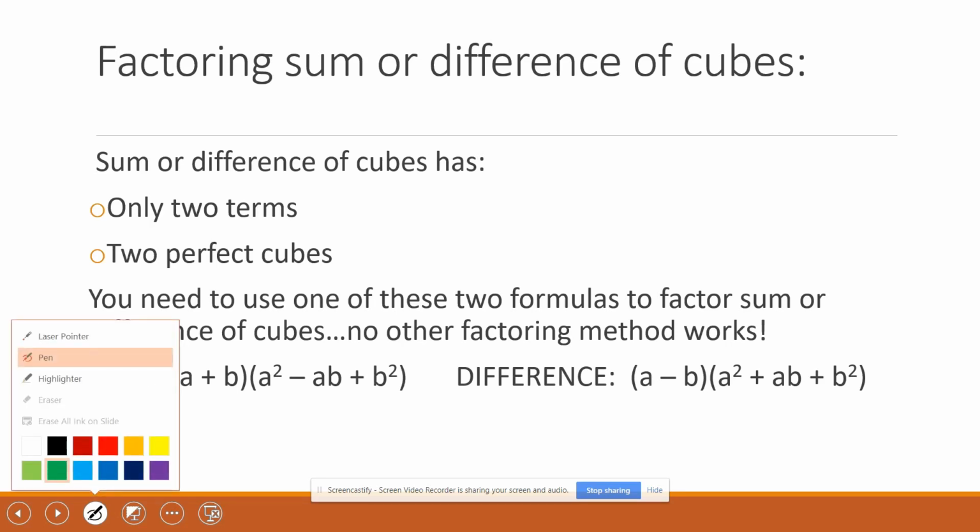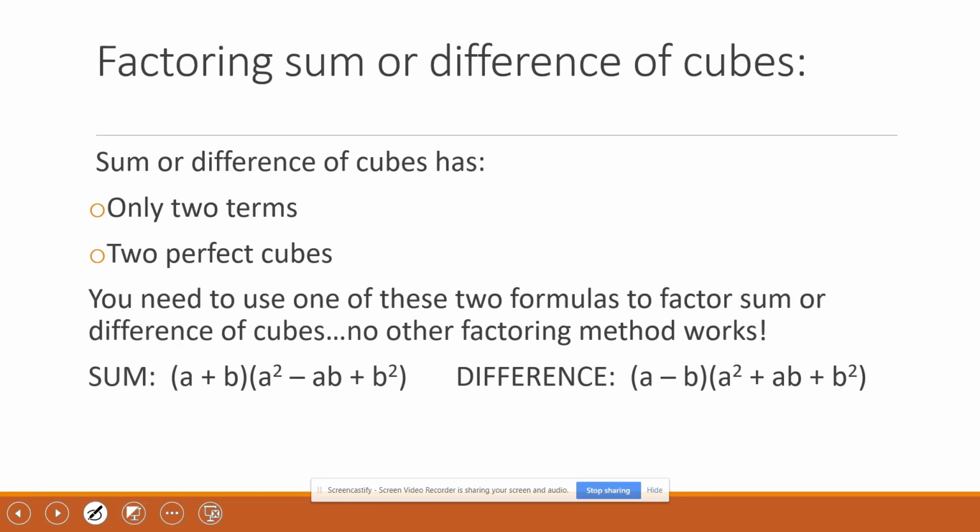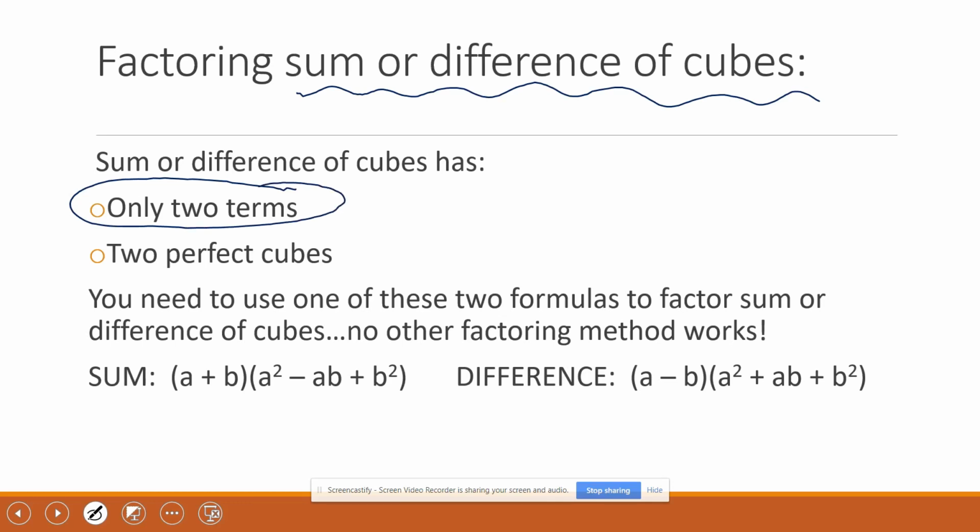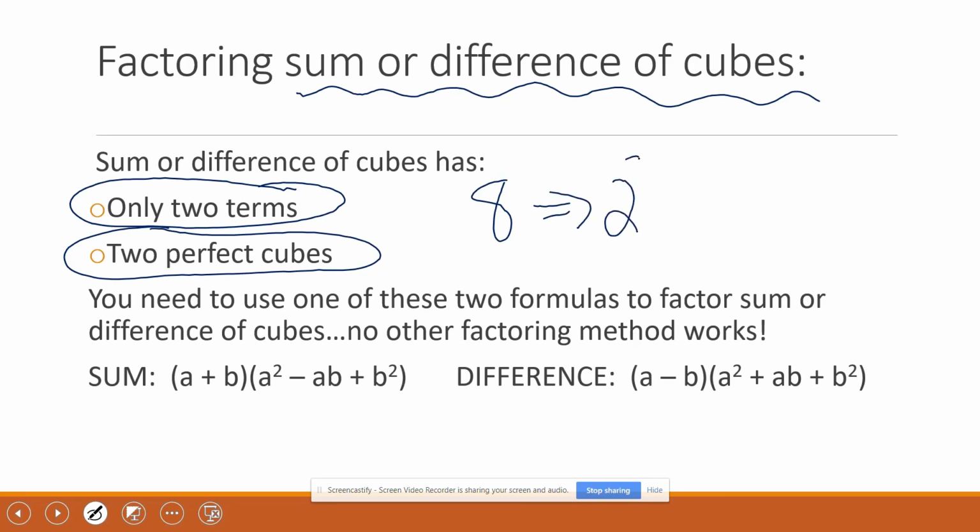The second thing that we're going to talk about this evening is the sum or difference of cubes. This is a new concept. Sum or difference of cubes has only two terms, and both of them are perfect cubes. So what that means is 8 is a perfect cube because 2 to the third power is equal to 8. 1 is a perfect everything because 1 to any power is going to be 1.